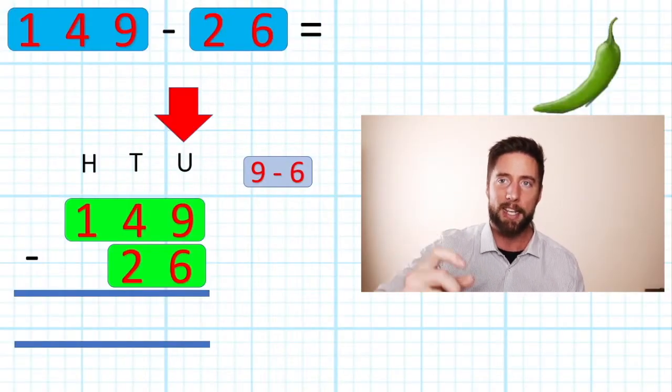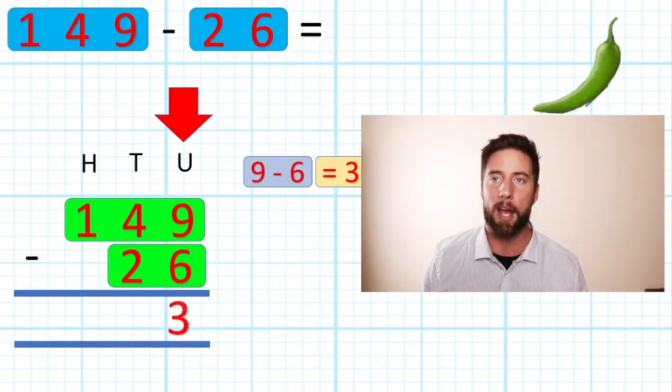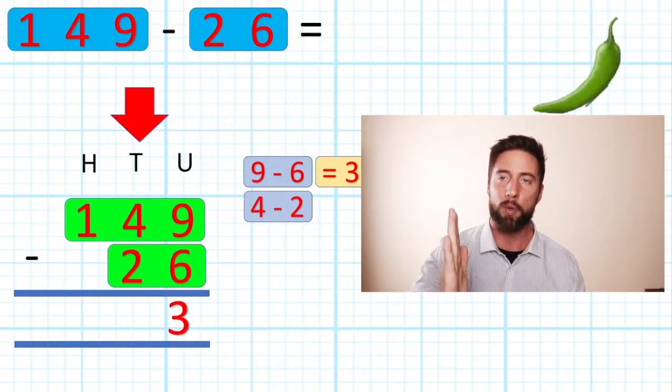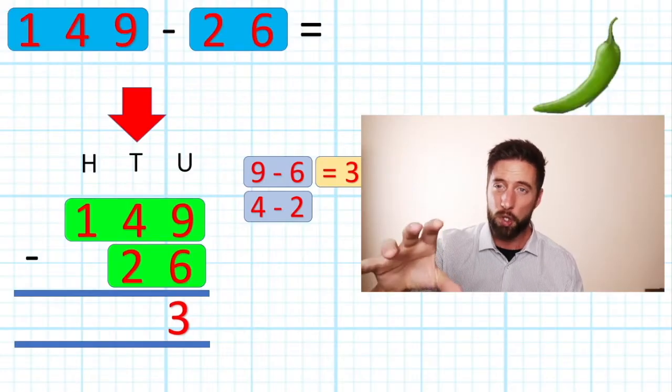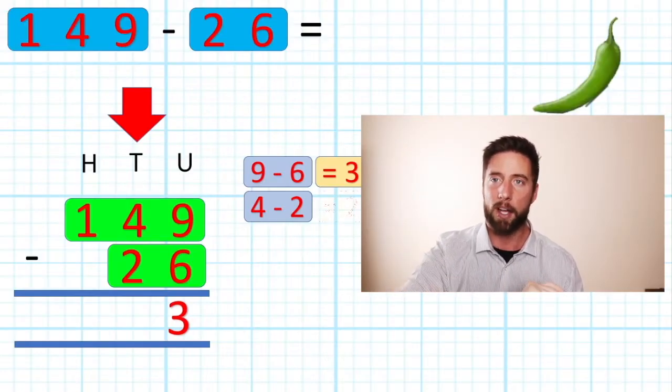9 subtract 6 gives me 3. Put my 3 in my answer row. Move across to our tens column. 4 subtract 2 gives me 2. 2 in my answer row.